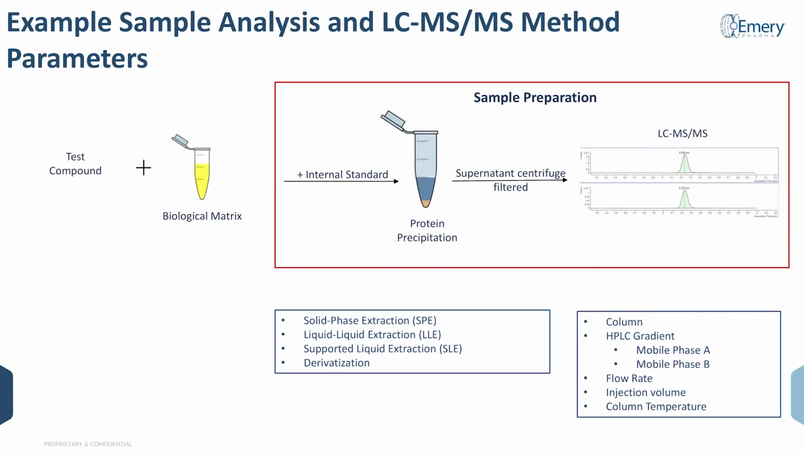So this slide here is a very simplistic model of how we actually would conduct this type of sample analysis. Here we have a test compound in a biological matrix. This is the actual biological matrix that the samples will be acquired in, however rare it may be. A typical sample preparation that we perform is adding an internal standard, followed by a protein precipitation step, a centrifugation, and a filtration prior to injection into one of our LC-MS instruments.